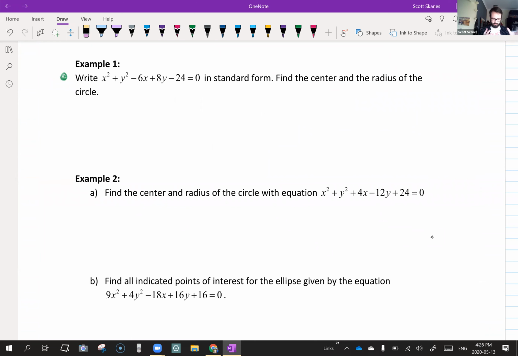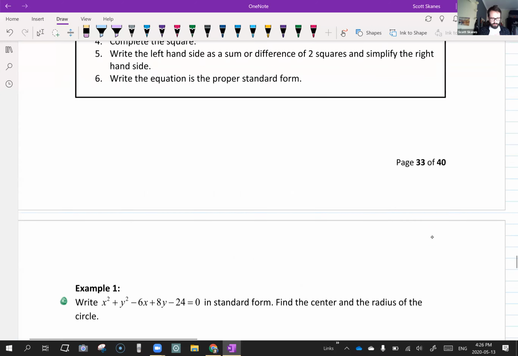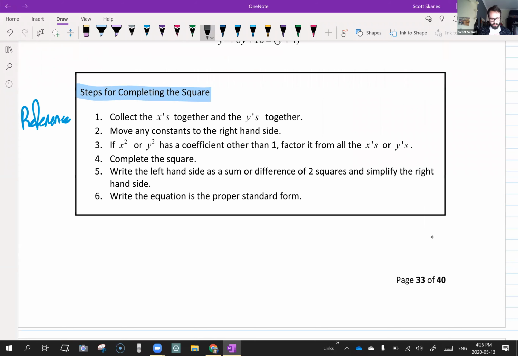And this is why we need the steps that are on the previous page. Once we get it in standard form, we're going to find the center and the radius. Let me now talk through the steps now that we see the problems we're going to see. We need to collect the x and y's together. So all the x's, then all the y's. You need to move constants to the right side.